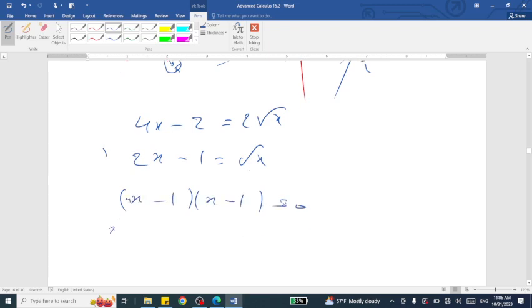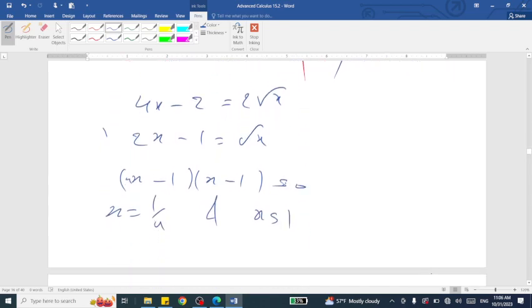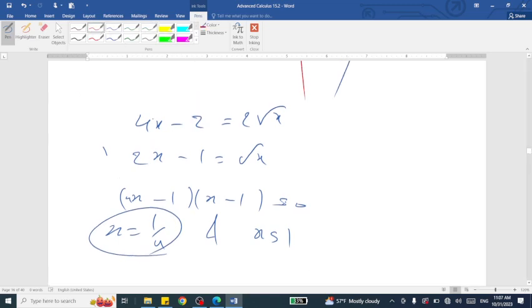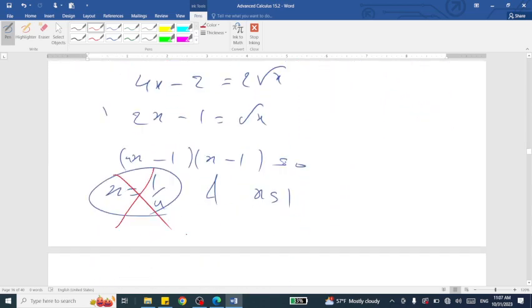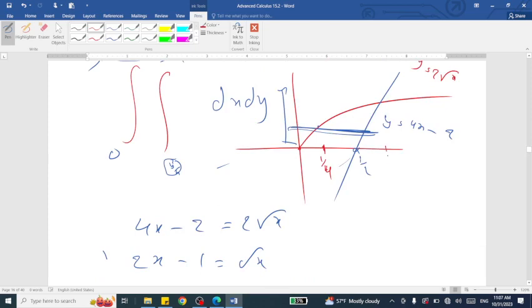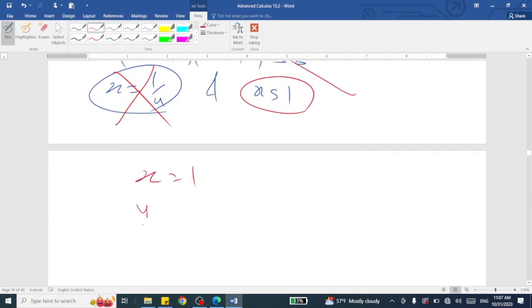Here x equal to 1 over 4, x equal to 1, so x is equal to 1 to 1 over 4. Do you think the region is 1 over 4? The intersection, the area, no, cancel. Clear, x equal to 1, you imagine the area. Clear?